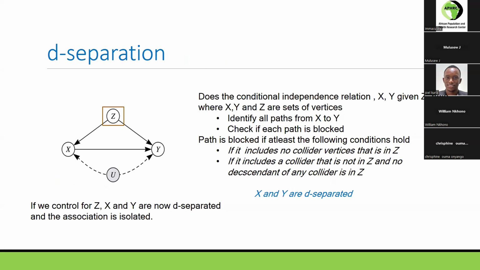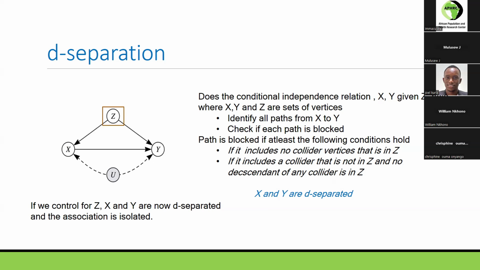So, when we adjust for that, it's called d-separation. We're separating X and Y because we have adjusted for Z. So the conditional independence between X and Y given Z holds when we look at two things. One, we have to identify all paths from X to Y. I said it's X to Y directly or X to Y through Z. And then we have to check whether this path is blocked.